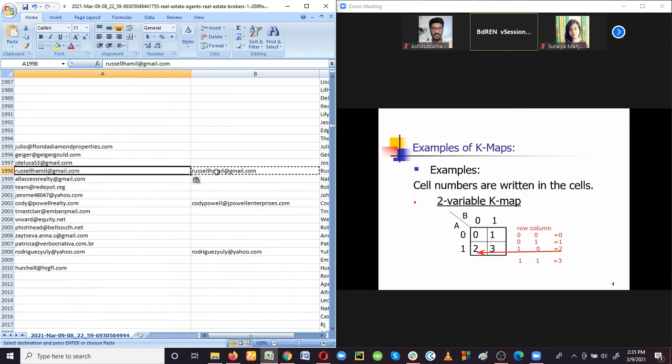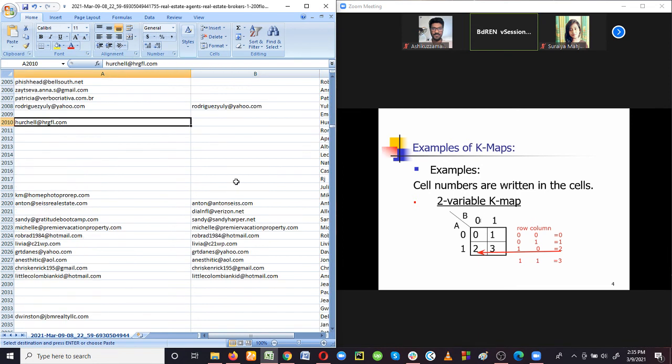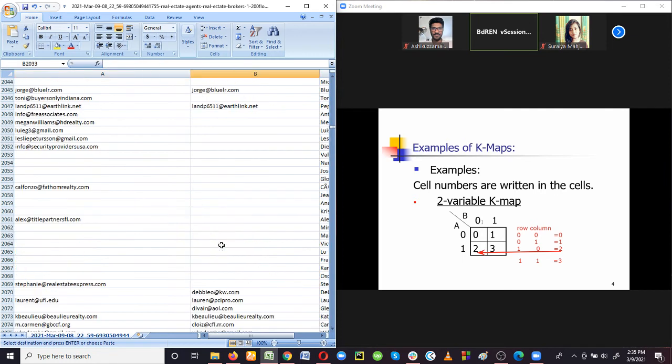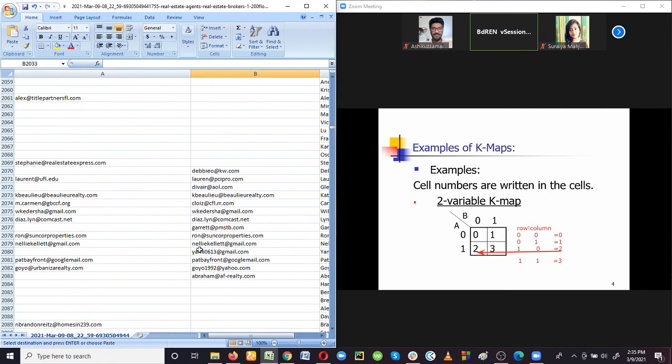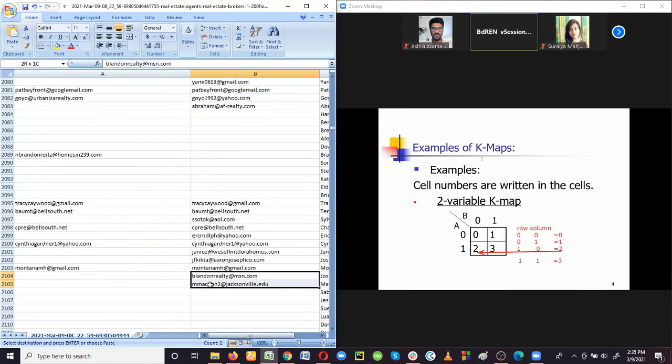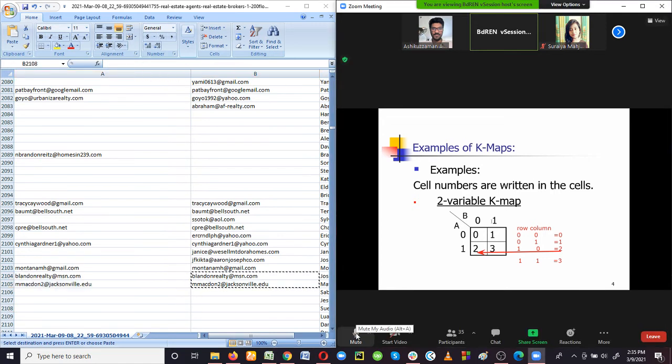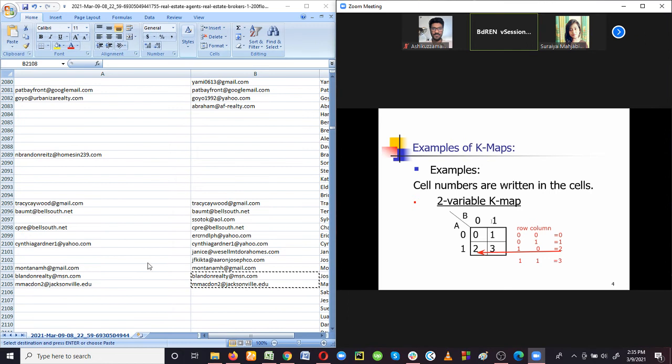At first we have to consider the row, then we have to consider the column. Then we have to combine row and column. Then we have to find the corresponding decimal value. So are you clear everyone how the Karnaugh map is constructed? Yes, ma'am.